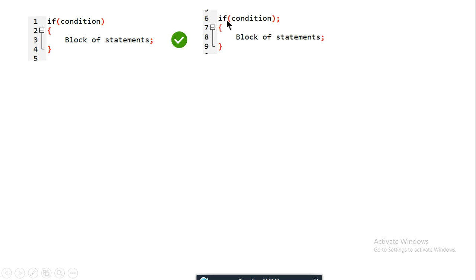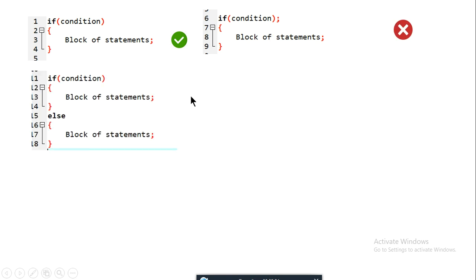Now here some students make this mistake: if condition, semicolon, and then a block of statements. The compiler will not generate any error message here, but this will not be a part of the if. The if will be considered just in that line, and these lines will be free of the if. So don't do this. Avoid a semicolon before the beginning curly braces. Okay, so this is wrong.